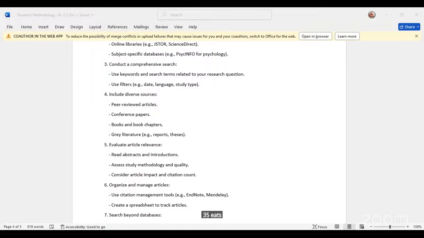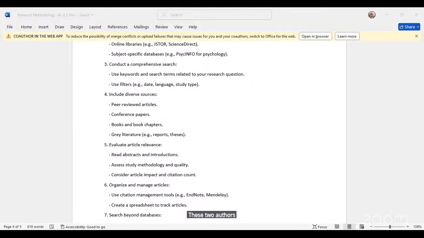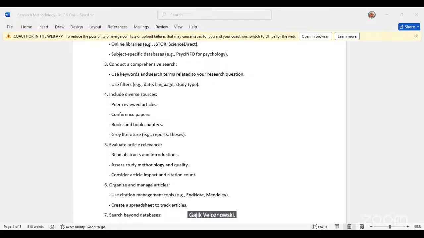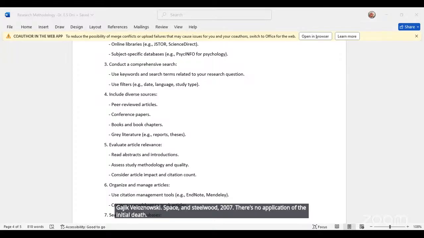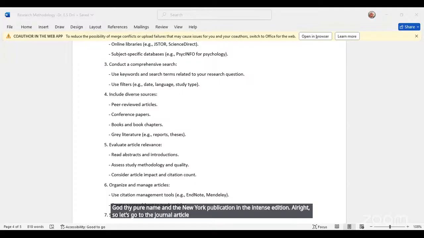All right. Now, in the in-text, you want to cite this one, maybe you are doing your literature review and you saw this article with these 2 authors. Your in-text citation should reflect as, in brackets, Gajic-Veljanoski & Stewart, comma, 2007. There's no abbreviation of their initials there, just their surnames and the year of publication in the in-text citation. All right. So let's go to the journal article that has 3 to 6 authors.